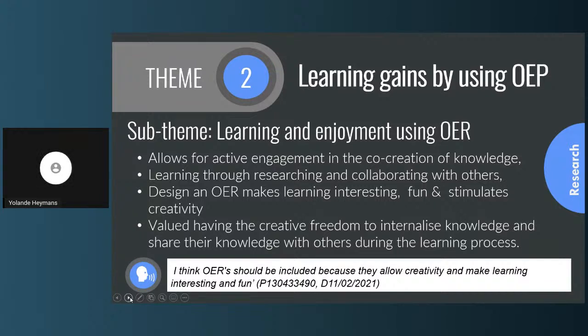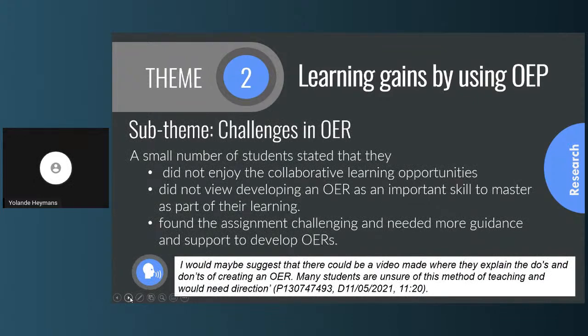Learning through researching and collaboration with others, learning through others, especially in South Africa, where there's so much cultural diversity. What we found in the wellness dimensions is that they started to learn from each other and from the different views that they have with regards to wellness. The design of the OER makes learning interesting, fun, and stimulates creativity. And they valued having the creative freedom to internalize knowledge and to share that knowledge with others during the learning process. There's just a quote to confirm that. We also had loads of other quotes. I just selected this one.